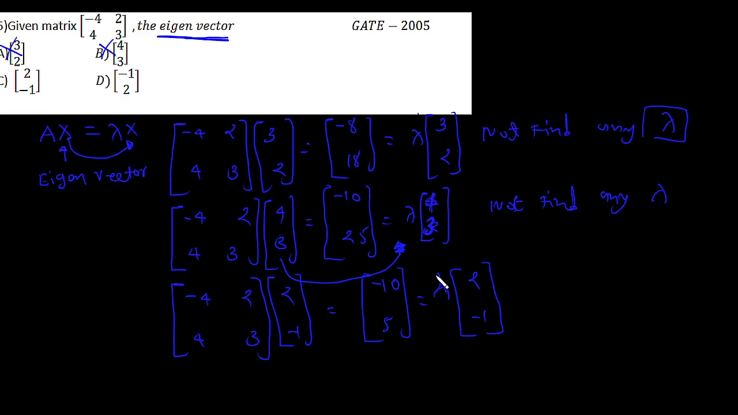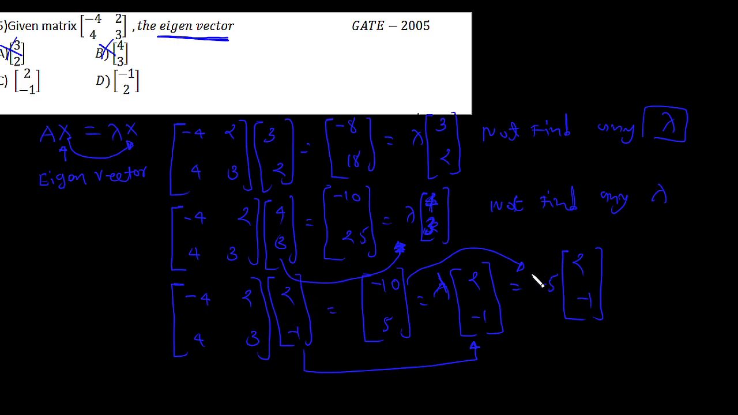Here you can see, you can take minus 5 out from this and you get this vector the same as it is here prior to multiplication. So let's take minus 5 out from this vector. What we get: minus 5, 2 into minus 1. Now you can see this vector and this vector are both the same.